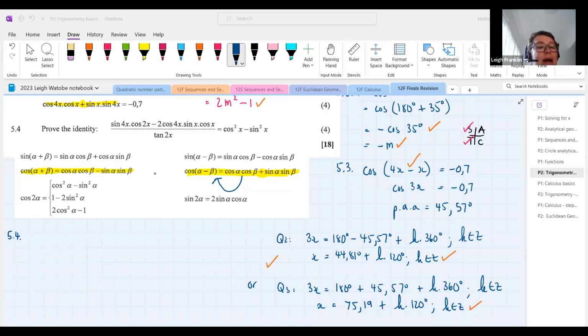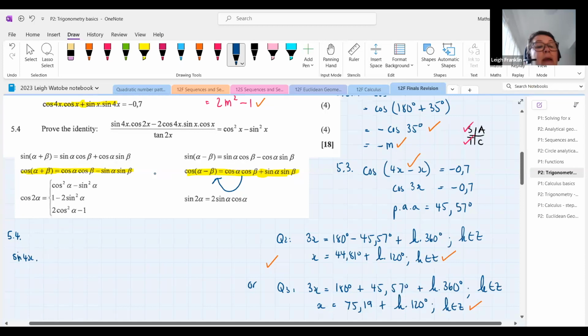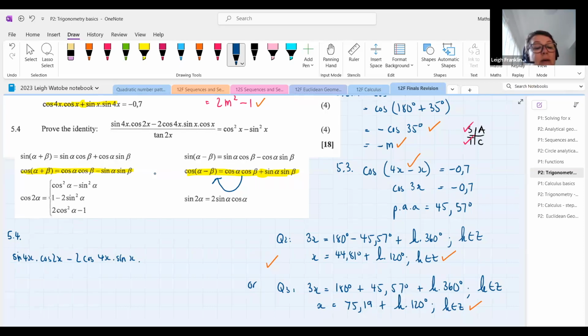I'm just going to write it down in the meantime. You guys can do the same. So we've got sine 4x times cos 2x minus 2 cos 4x times sine x times cos x, and all of that is over tan 2x. So we are supposed to put in their left-hand side equals, and I think that's where we'll start.